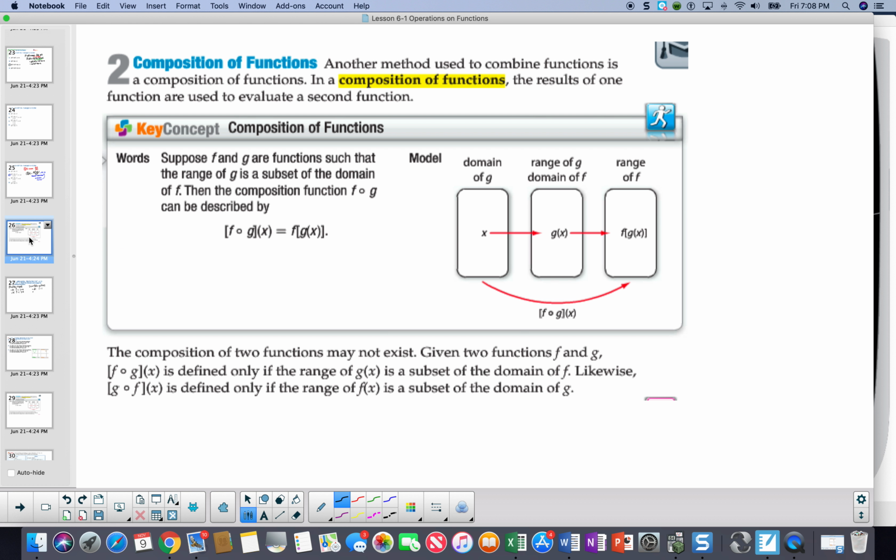Okay, let's go to another type of operation to make a new function, and that's called a composition of functions. So what we're going to do is put one function inside another function. So we're taking x and sending the output of g into f. So this now is going to be what we're sending in right here. We're going to send g of x into f, and then we'll get this brand new function here, f of g of x. This is not multiplication.